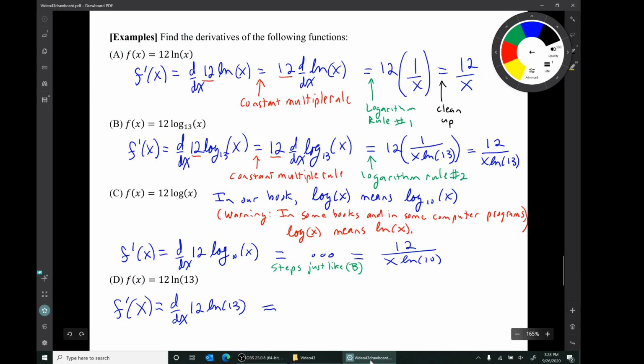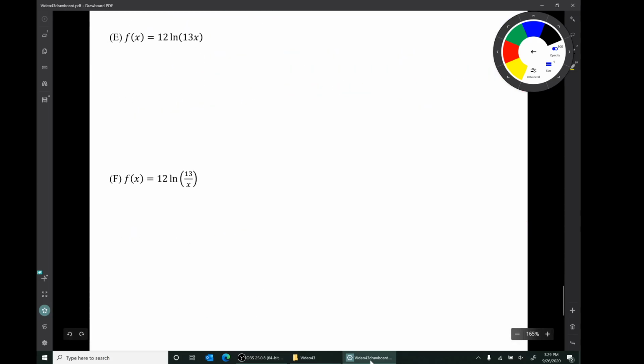But that's not correct. The key is to notice that this function has no variable in it. It's a constant function. So its derivative is the number 0. We don't use the constant multiple rule because we don't have a constant multiple. We have a constant function. Let's go on. Question E, find the derivative of 12 ln of 13x.